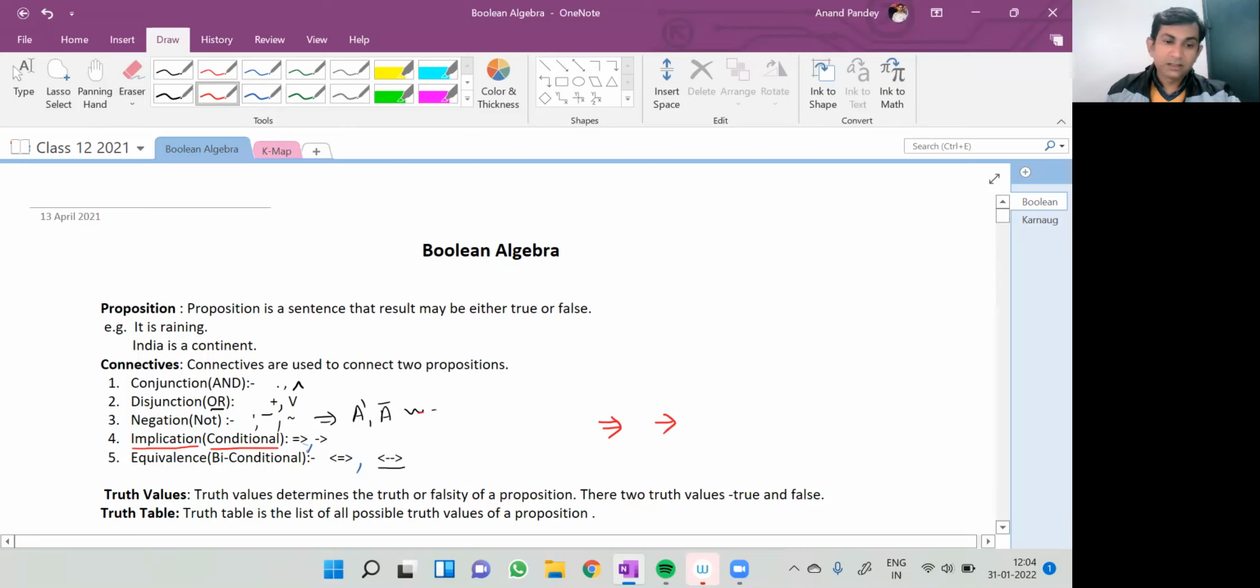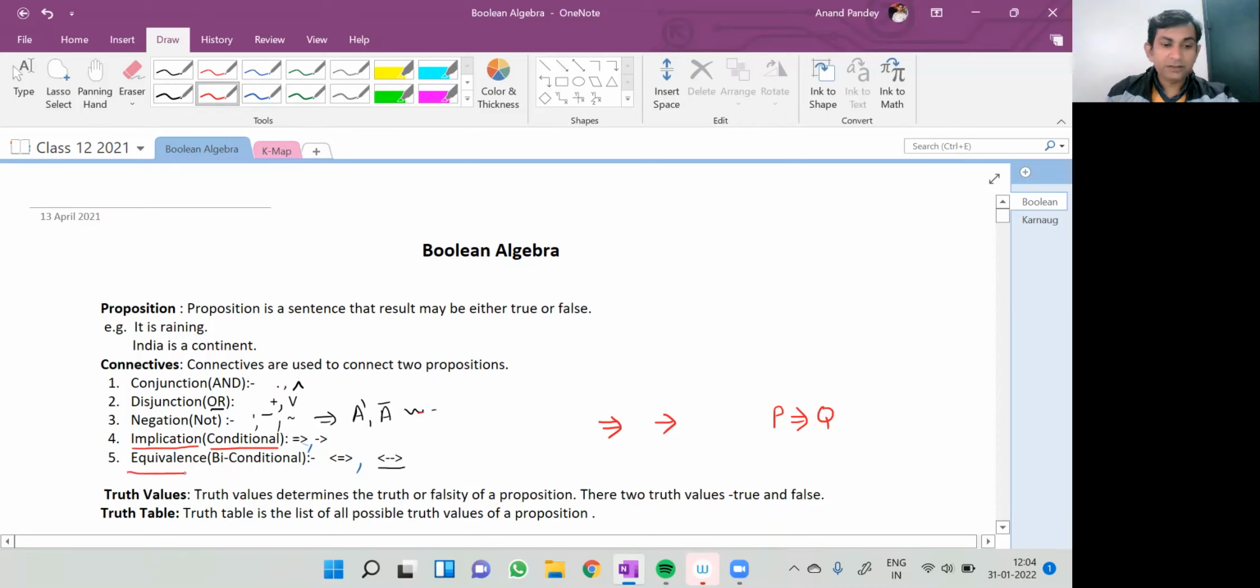Both are correct. Here I have already written. So these two symbols are used for implication, means we can write P implies Q. We read it like this, P implies Q. Here it means: if P, then Q. Conditional means if P, then Q.